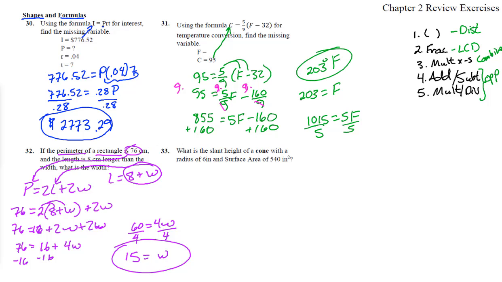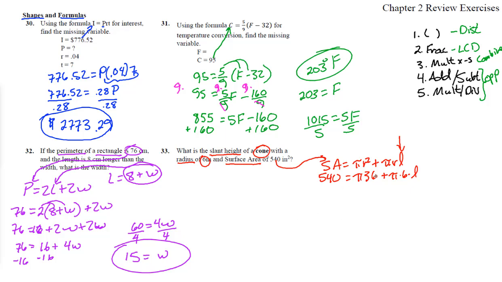And the last one, number 33, slant height of a cone with a radius and surface area. So we're looking for the SA formula, which if you look in your appendix or earlier in the chapter, we get surface area of a cone is pi r squared plus pi r L. And the slant height is that guy right there. So surface area is 540. That equals pi times r squared, so 36 plus pi times 6 times that slant height.